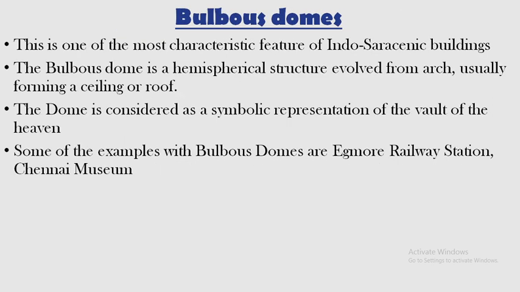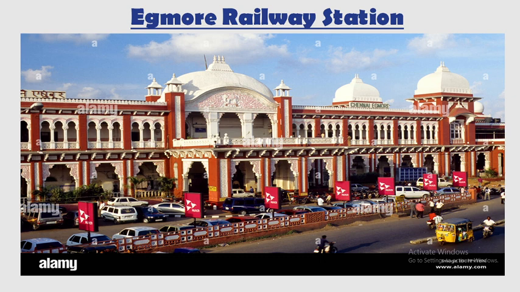So let's see some of the salient features of this architectural style. The first one, bulbous domes. It is one of the most characteristic features of Indo-Saracenic buildings. The bulbous dome is a hemispherical structure which evolved from the arch, usually forming a ceiling or roof. The dome is considered a symbolic representation of the vault of heaven. Some of the examples with bulbous domes are the Egmore Railway Station and the Museum in Chennai. This is the one, the Egmore Railway Station.